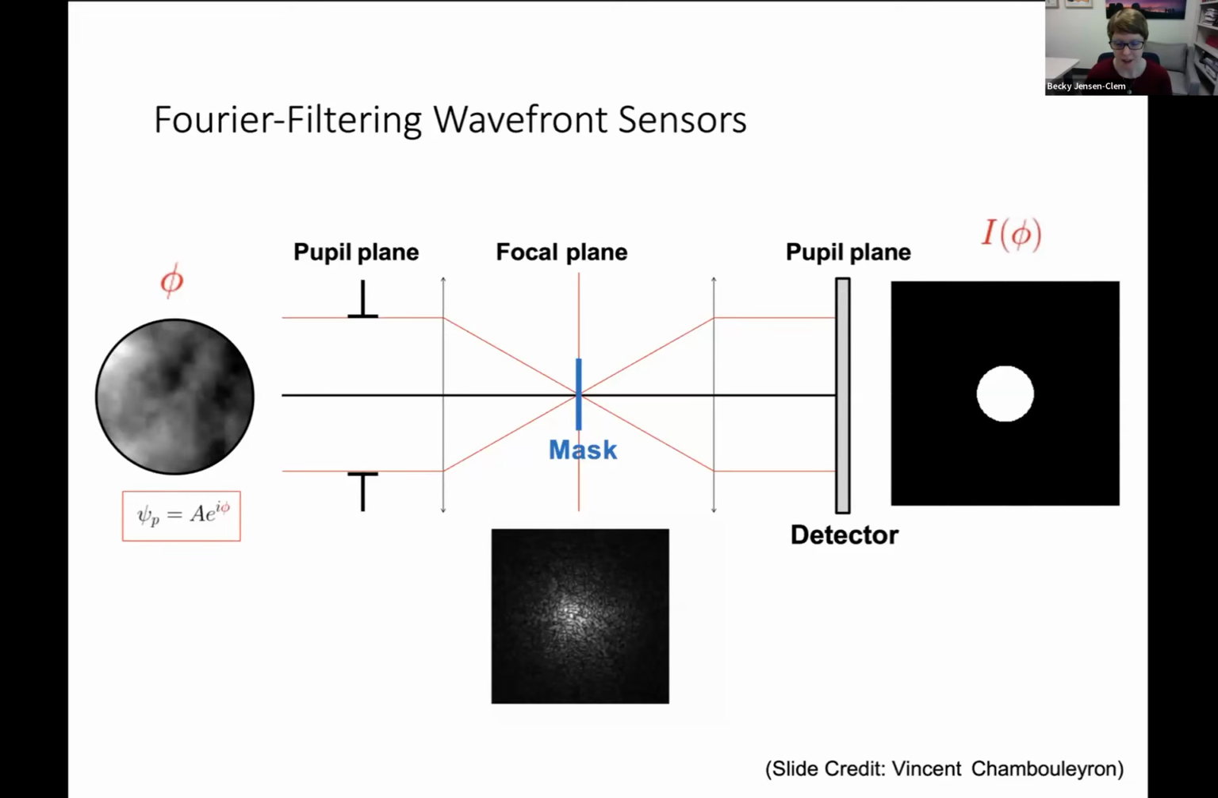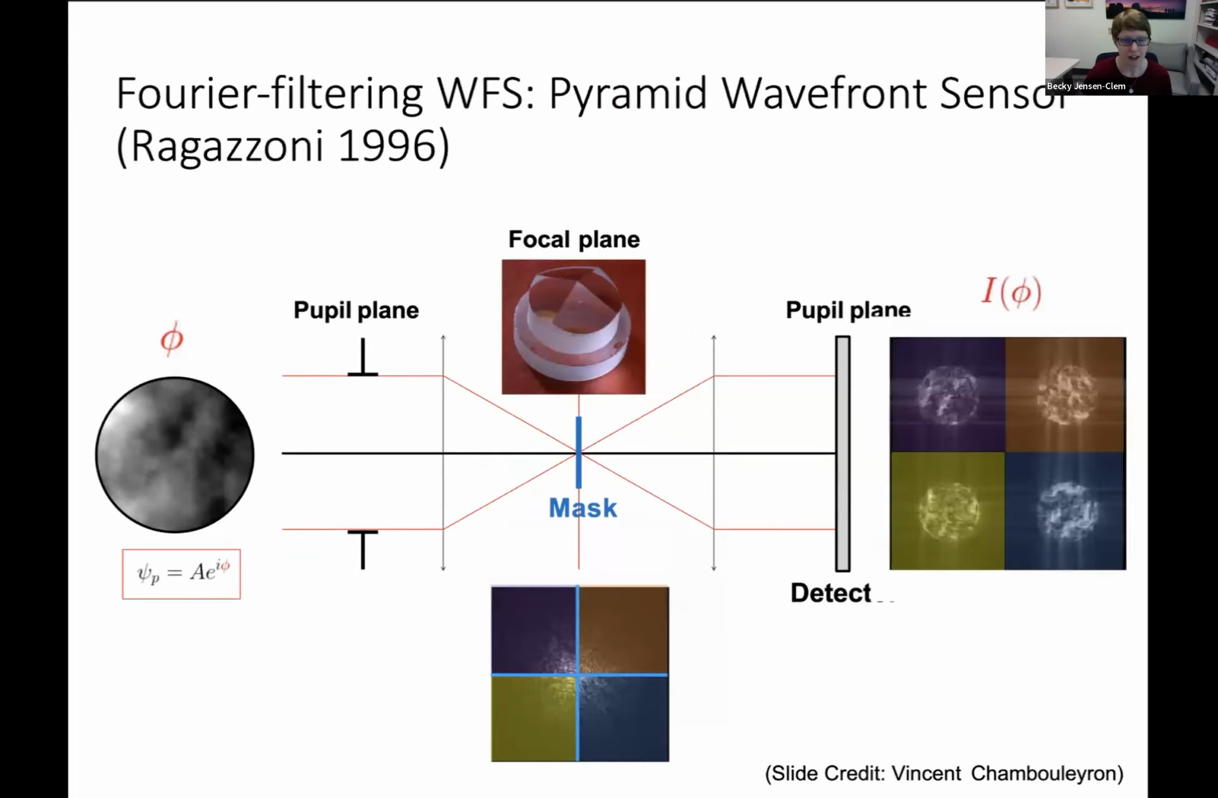So the most famous example of a Fourier filtering wavefront sensor right now is called the pyramid wavefront sensor, which those of you who are involved in adaptive optics might have heard about. The way a pyramid wavefront sensor works is you put a pyramid-shaped piece of glass, or it may not literally be a pyramid-shaped piece of glass. It could be something that produces the equivalent effect. But you put that right at your focal plane. So you're focusing the light right onto the tip of that pyramid. So then your PSF gets divided into 4 quadrants based on which face of that pyramid it's falling onto.